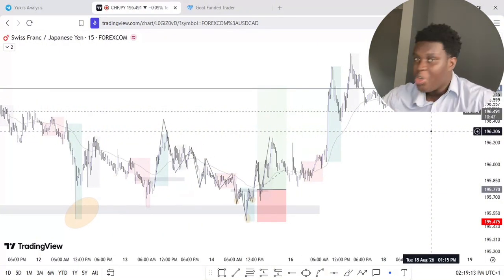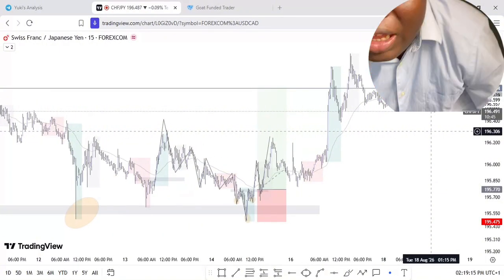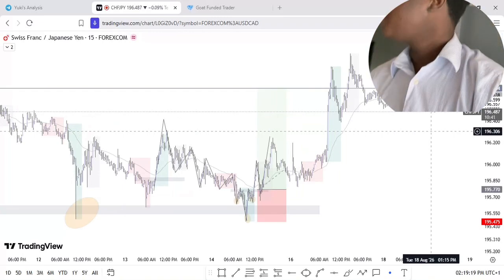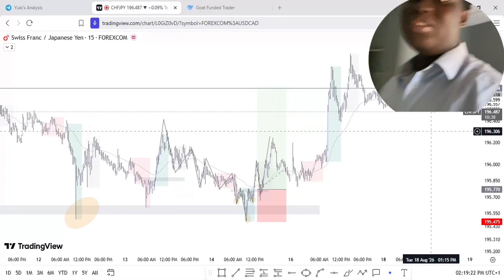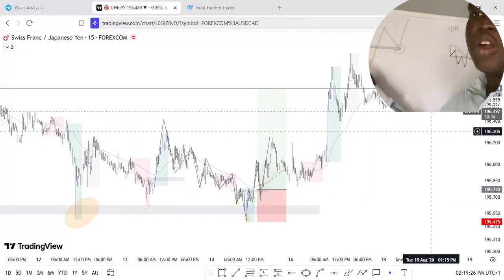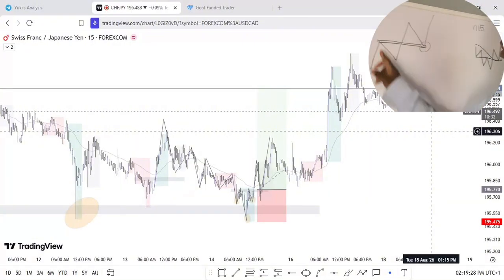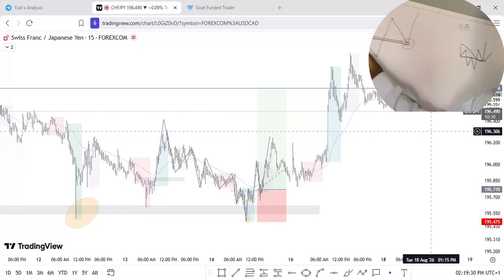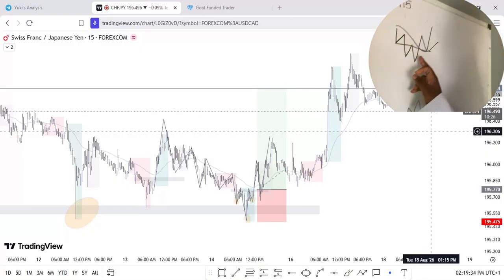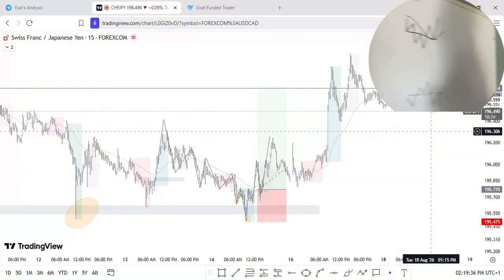And to show you how much the clarity is back, I'm going to show you what I drew on my whiteboard. I don't know if this is clear, but you can see this is my 4-hour bias I just explained. Break, higher high, break and retest. This is my 15 minutes entry. Same thing here, same thing here.